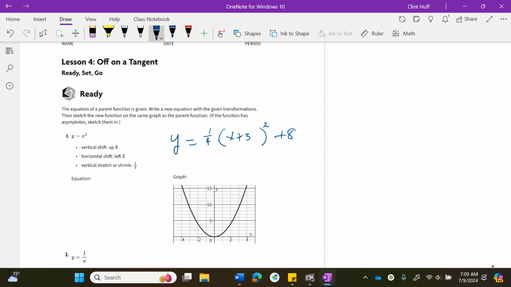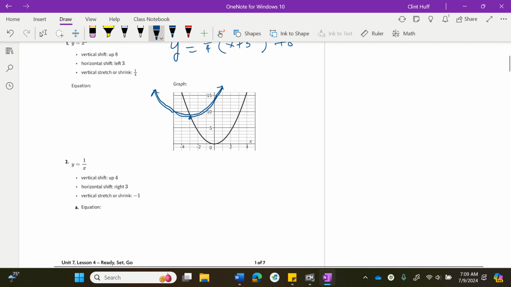So what will happen is that our vertex will go to -3, 8, which I'm going to have to approximate right about there. And then the 1/4 is going to widen our parabola out way more wide than the original x squared.